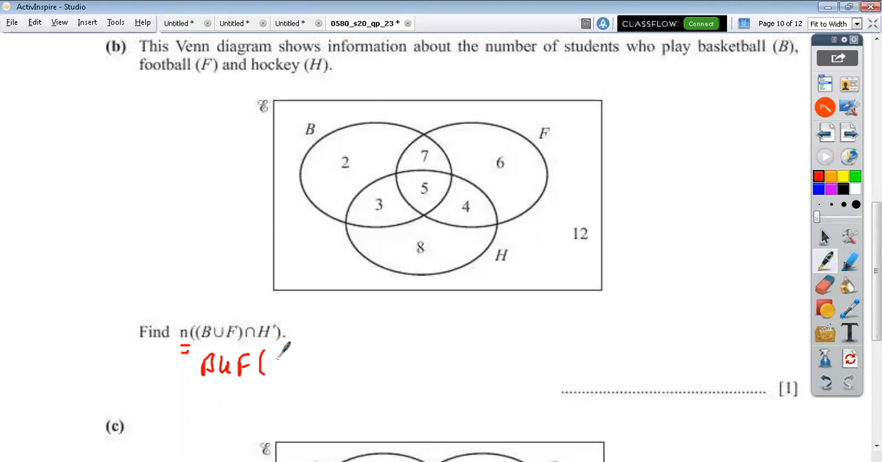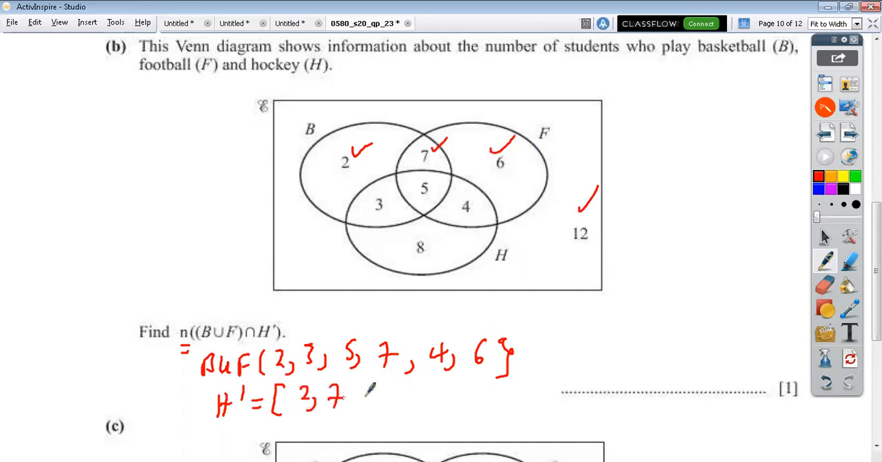2, 3, 7, 5, 7, 4, 6. Then give me everything not in H. Everything not in H. So it's 2, 7, 7.